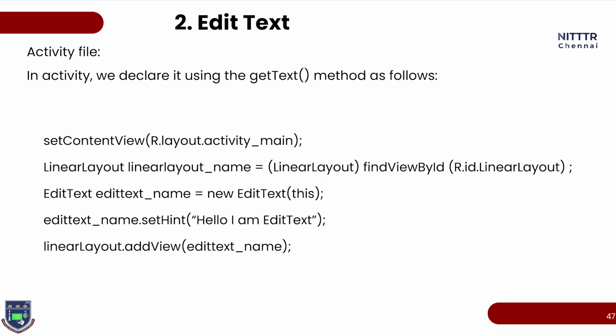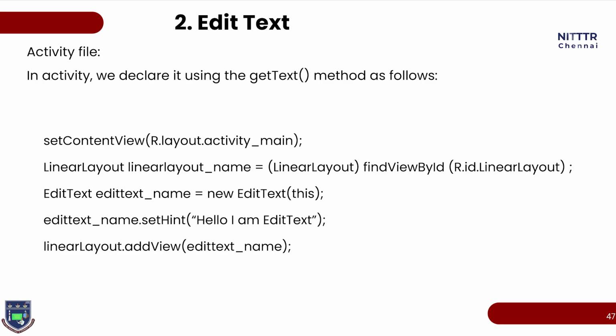So, instead of defining it in an XML and adding it to a linear layout. Okay. So, the first line is setContentView. The same lines here also we are following. Then it loads a user interface from the activity_main.xml into the activity. This XML file should contain the linear layout with an ID, so it can be accessed programmatically.